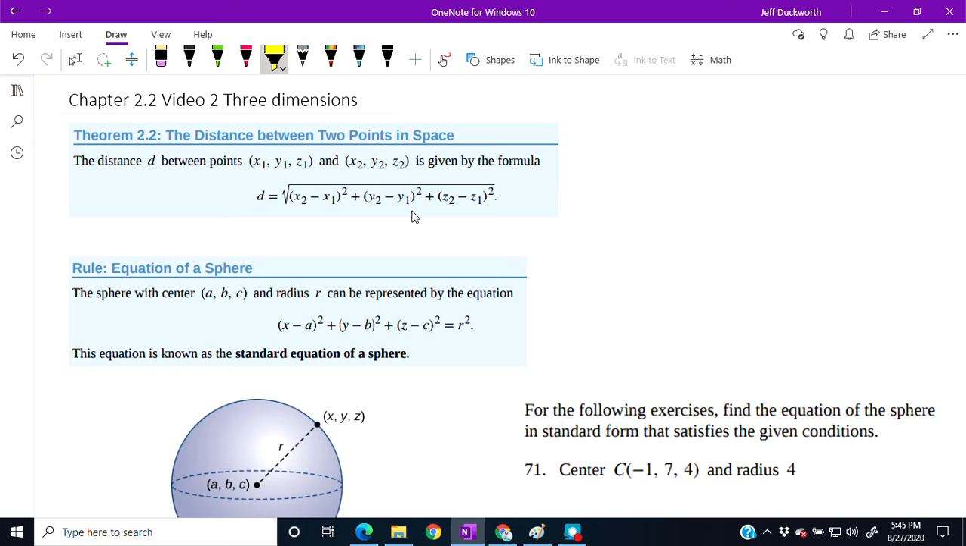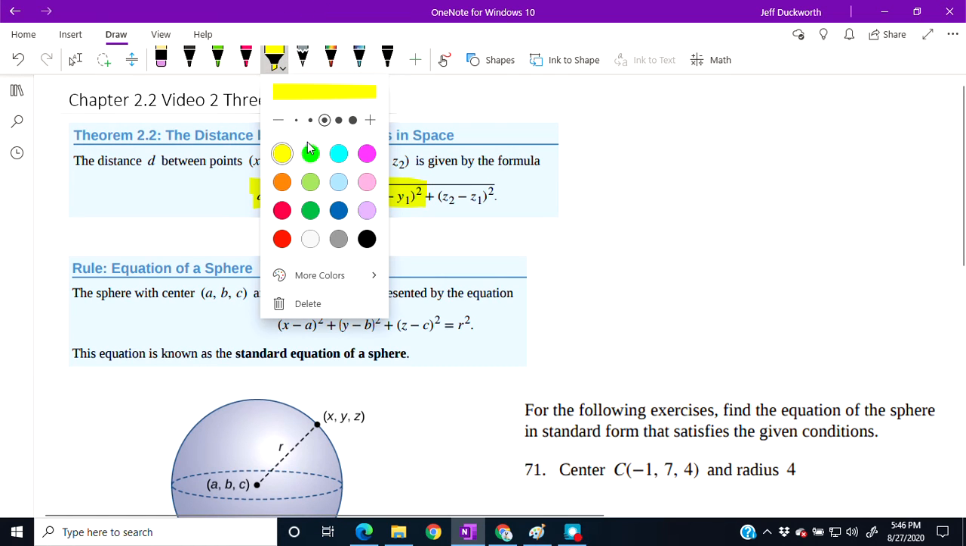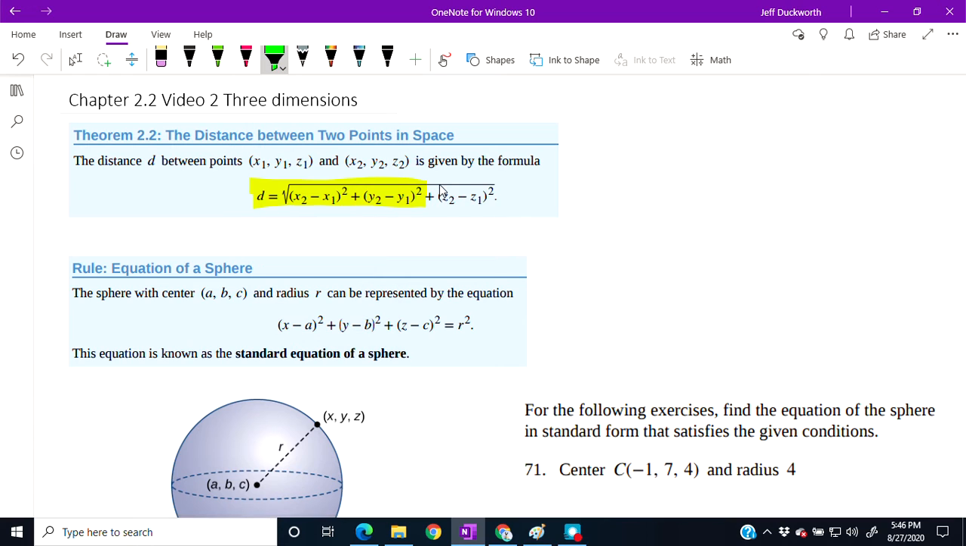And in 2 dimensions, we use the radius formula. That would be this part of RD here. So this first theorem 2.2 shows the distance formula, and what I've got highlighted in yellow there is the distance formula if we had just 2 dimensions, so an x component and a y component for 2 different points. So using the same theorem, Pythagorean theorem, to solve for this, it follows that we add the z component for the 3rd dimension, and that will give us the distance.